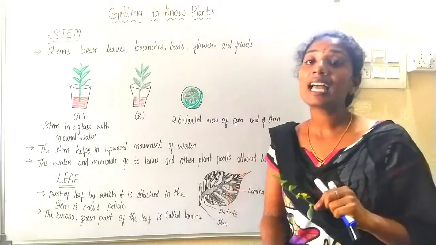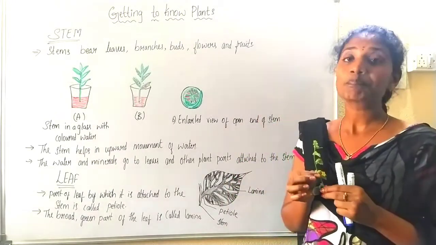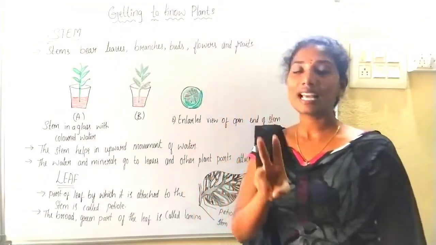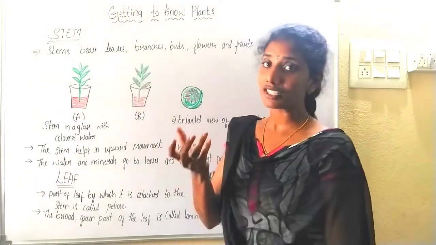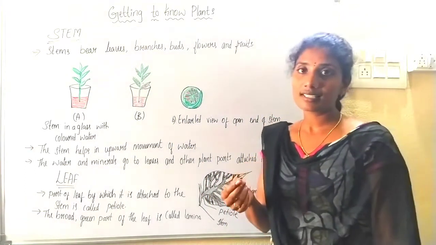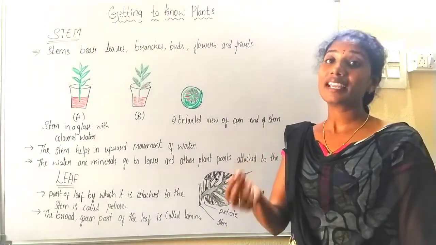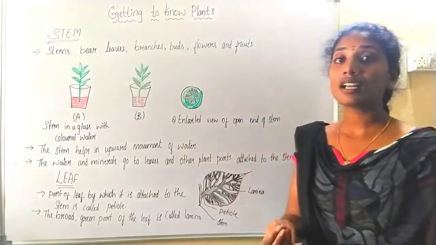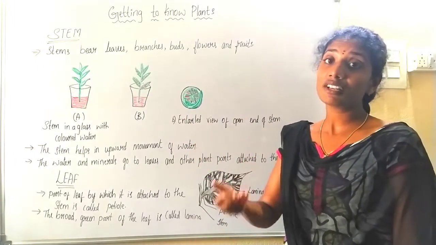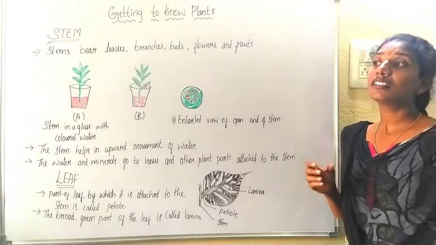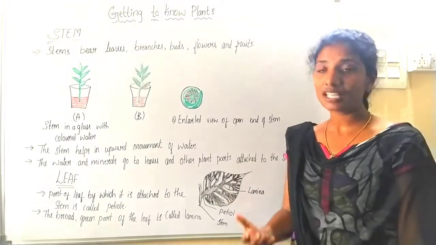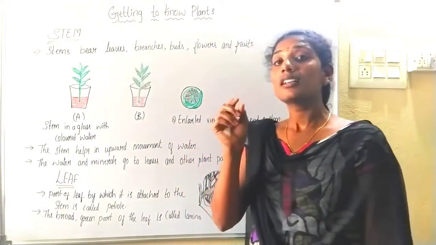To realize the function of the stem, let us do an activity. For that activity we need two glass containers, and two tender stems, or you can say two young stems. Why do we prefer young stems? Because the activity will finish faster when we take a young stem. If we take a very hard stem, it takes too much time. So take a young stem.